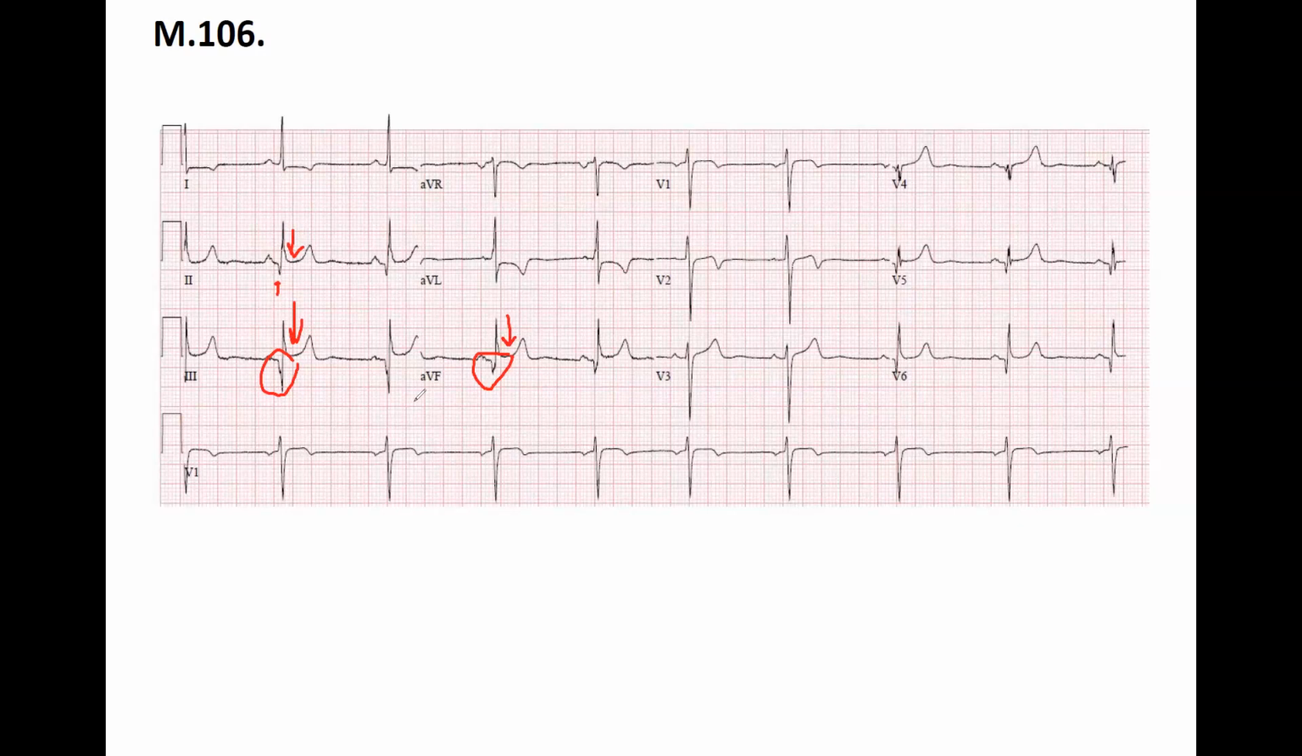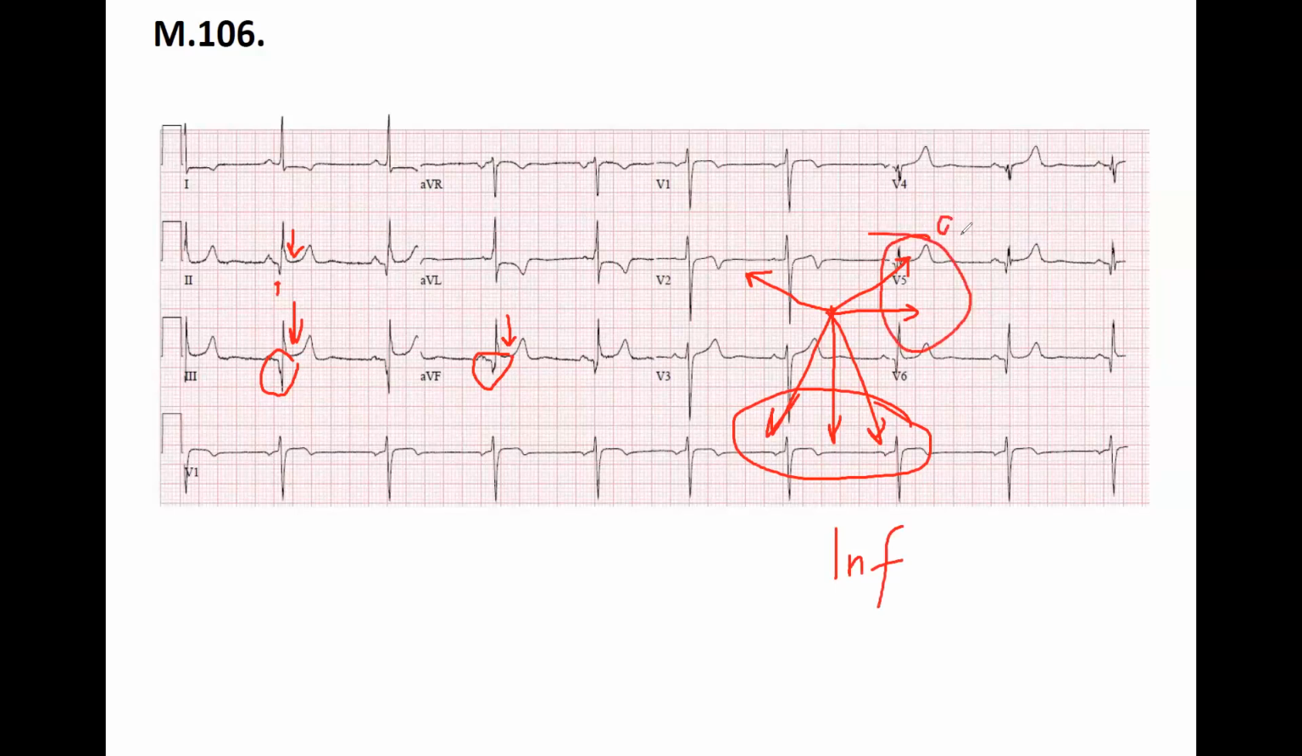It means that there's, one second, 2, 3, AVF. If you are looking at the hexaxial system, that's an easy way to determine the position of the MI. All right, that's the simple one. If you do see this in 2, 3 and AVF, that's an inferior MI. If you do see something in AVL, or in lead number 1, that's a lateral or high lateral MI.